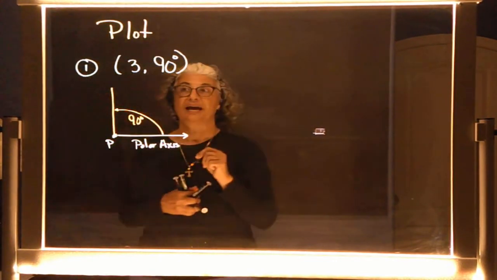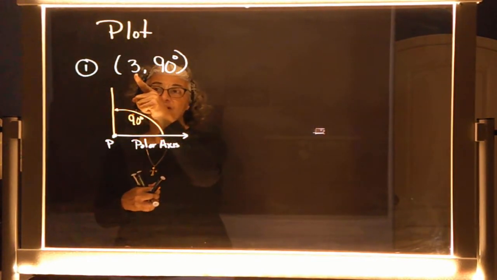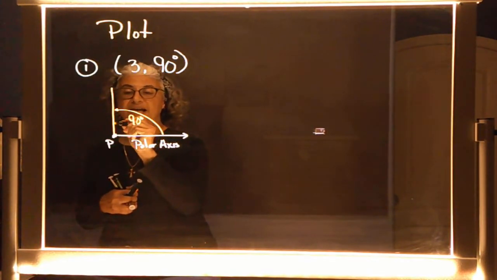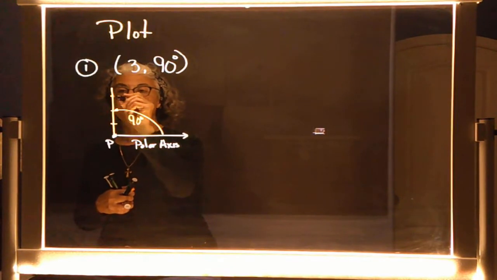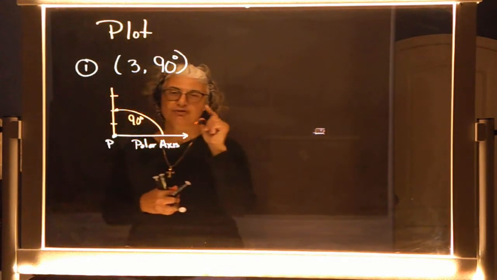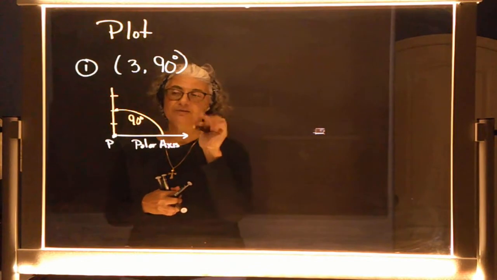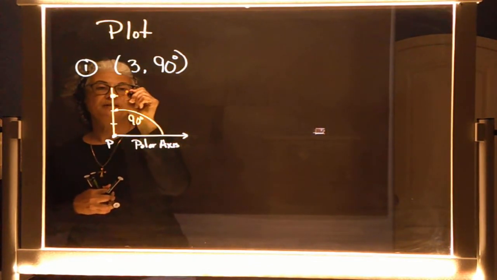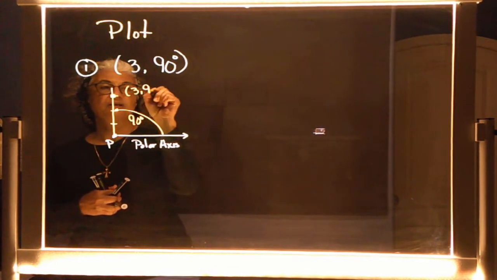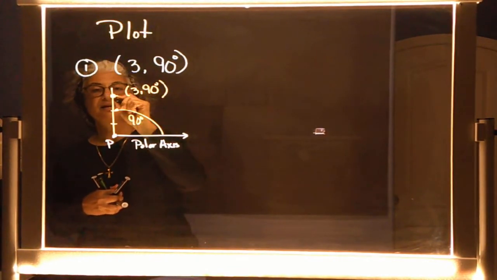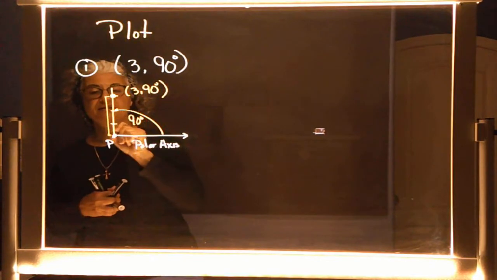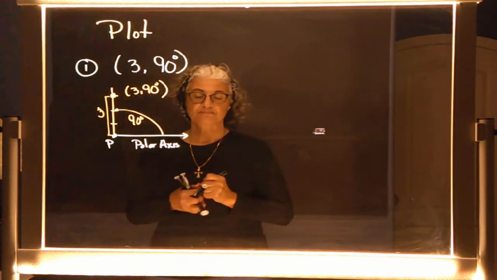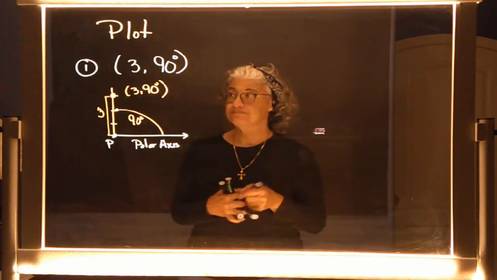Okay? And since this 3 represents the distance from the pole to the point, then I'm just going to put these marks in. They're not really tick marks like on an XY axis, but they'll do for right now. So this is where that would be. This point would be where 3, 90 degrees is at, because this distance would be a distance of 3. Good? Okay, let's look at another one.